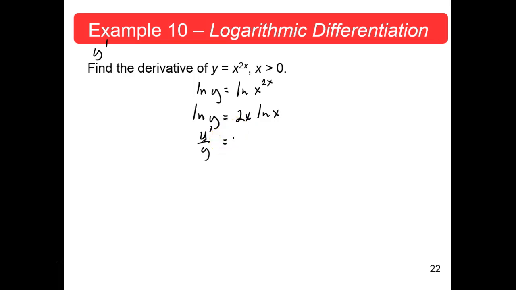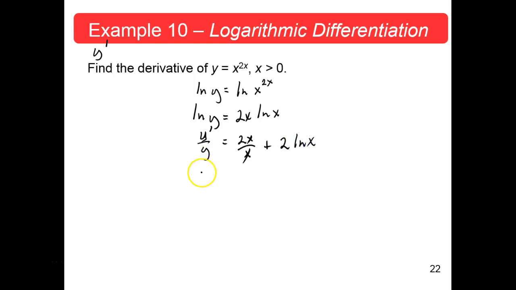Right-hand side, what kind of rule do we need to use there? Product rule, and how does that go? There's a couple ways you could do it. You pick your way, let me know what it is. First times derivative of the second, so that would be 2x times 1 over x. The x's go out there. Then what? Plus, which is 2 times log x. You got it, okay?